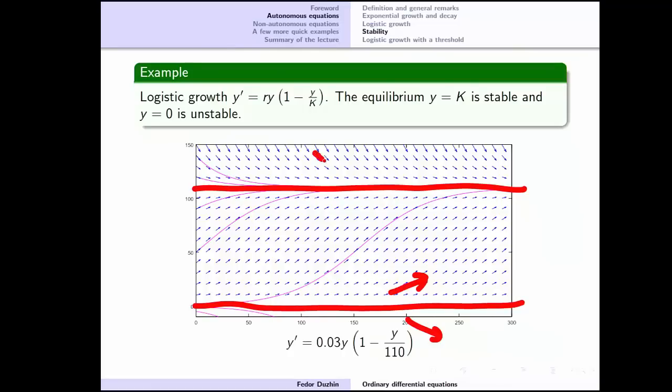For it, right above it arrows look down, right below it arrows look up, so on both sides arrows look towards it, which means that all the solutions are going to converge towards it, and hence the equilibrium is stable.